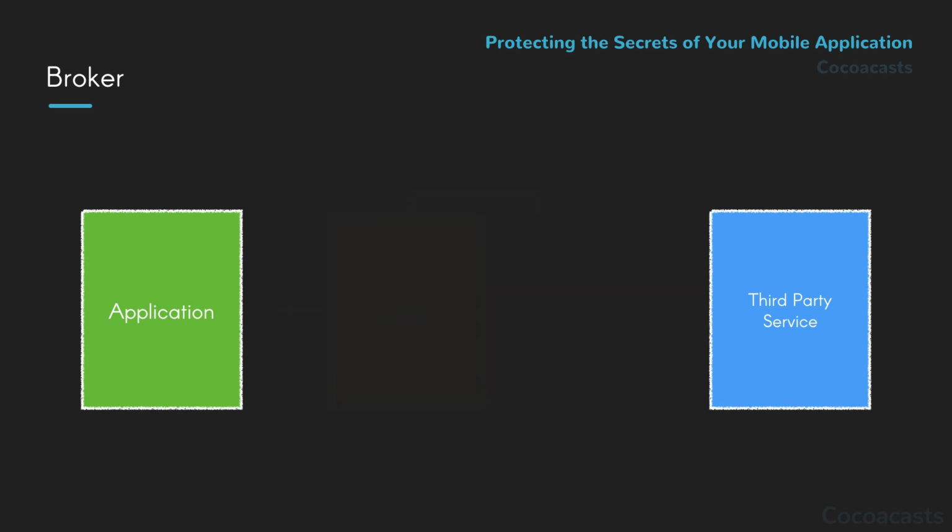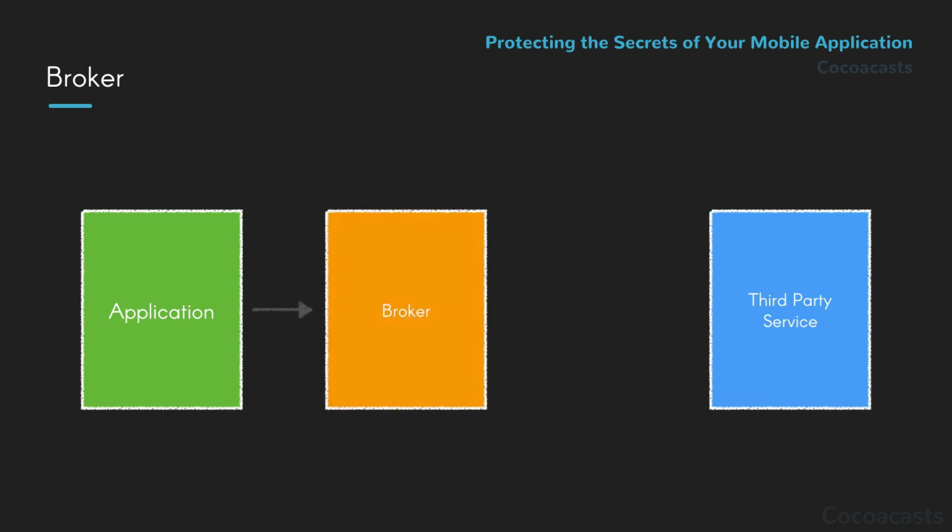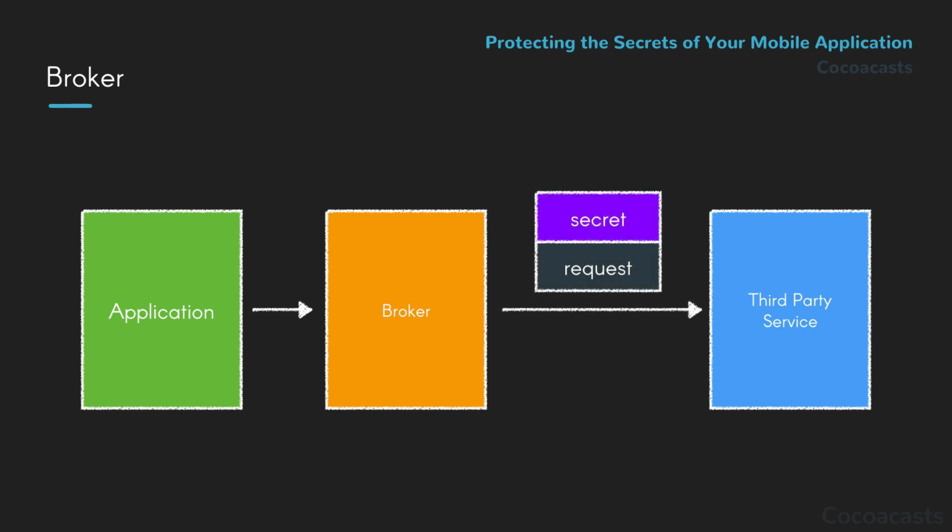The application uses a service that acts as a broker. Most applications fetch data from a backend. That backend can act as a broker. The application notifies the backend, and it notifies the third-party service on the application's behalf.